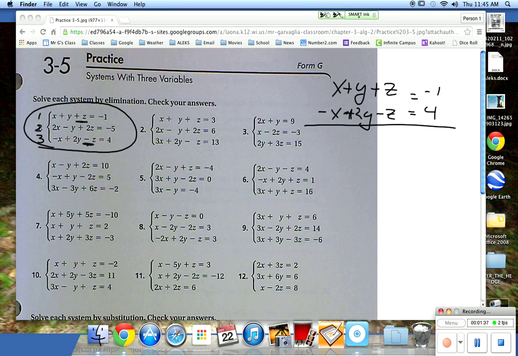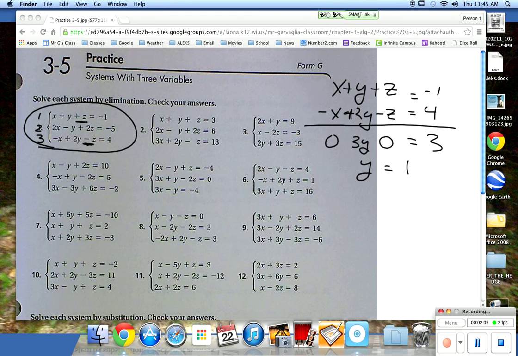The x's cancel out, right? y plus 2y is 3y. z minus z is 0. -1 plus 4 is 3. Divide both sides by 3. y equals 1. What can I do right away? I can fill in each one of my y's on this, right? Yeah, I can put it in there. Now I'm down to 2 variables.